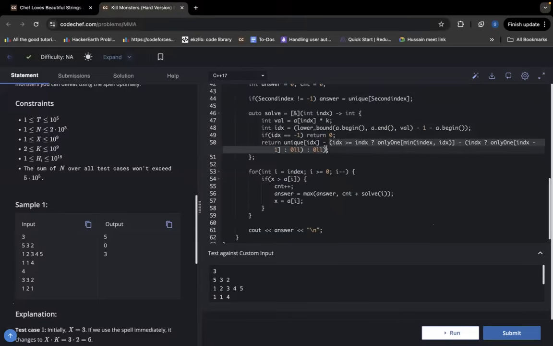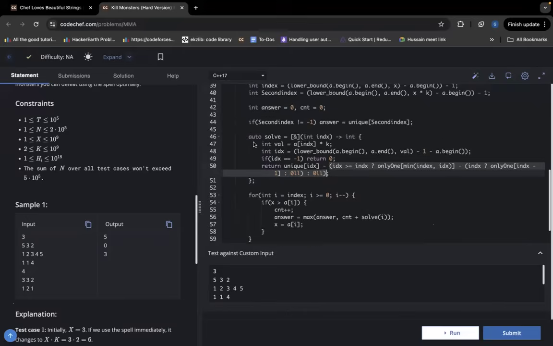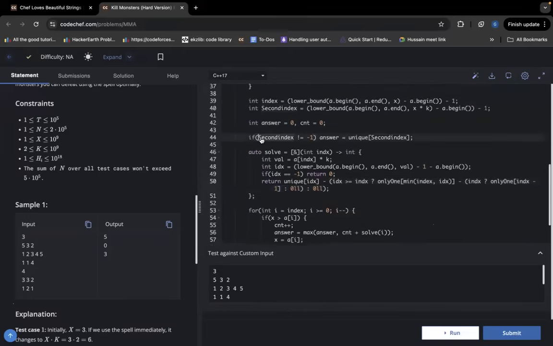Is this clear for you all guys? Tell me. Ritik says, can you explain line 44? So, second index not equal to -1, answer is equal to unique index. So, what does this mean, Ritik?